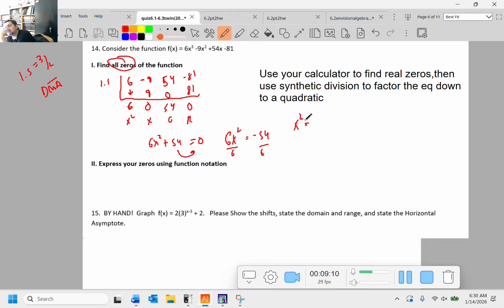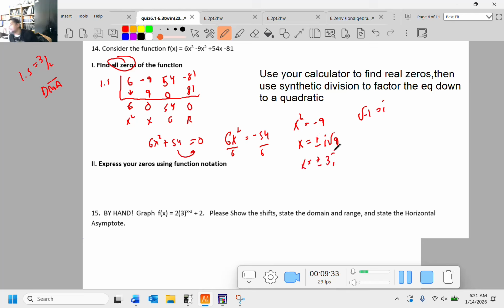Those are both 54. 9 will enter 6 -9 times, or 6 will enter -54. And then I'm going to take square roots. Now you do need to remember that the square root of -1 is i. So that's part of this. So x is plus or minus the imaginary root of 9. So x is plus or minus 3i.